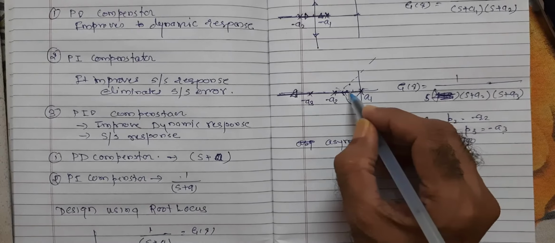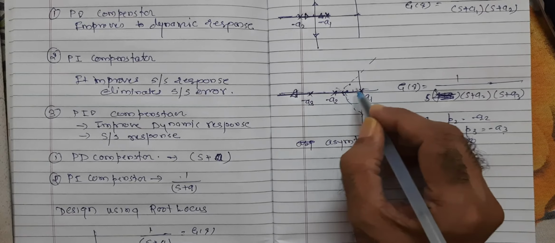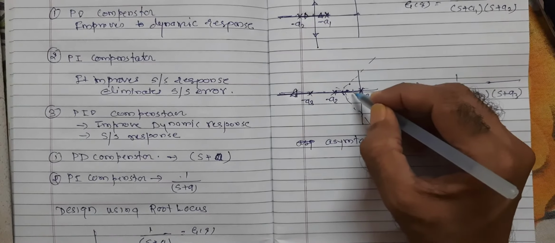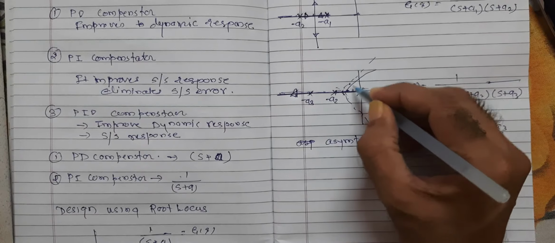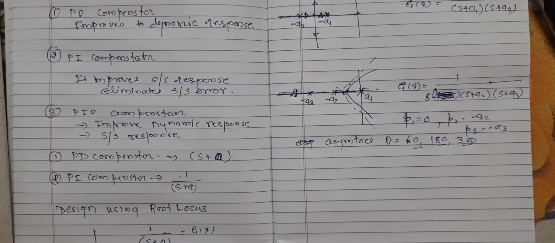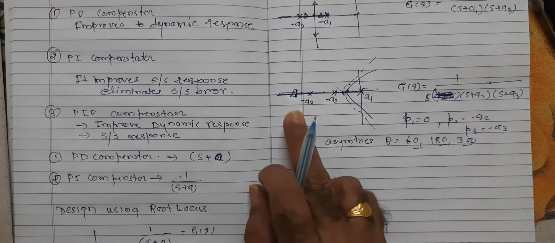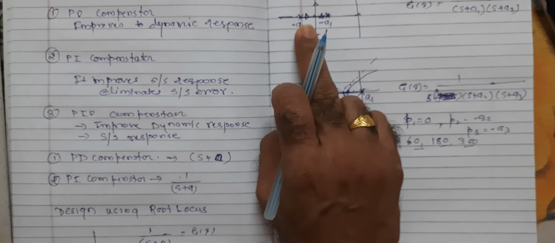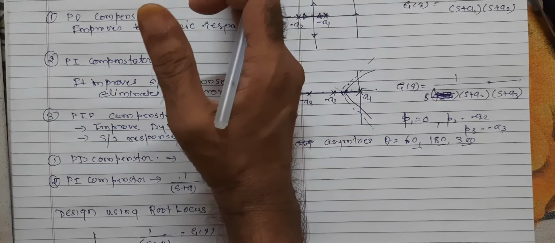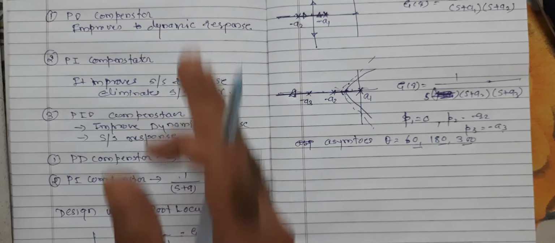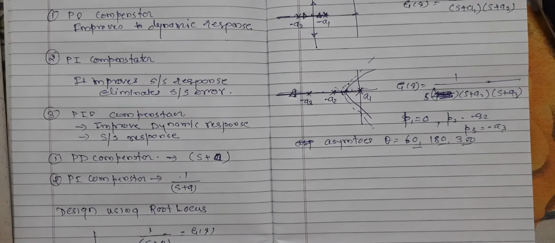Okay, so now the centroid we have found, and then we will have the breakaway point. So my curve will be like this. Now see here, when there are only 2 poles, my root locus completely exists to the left of the s-plane, or left of the y-axis.